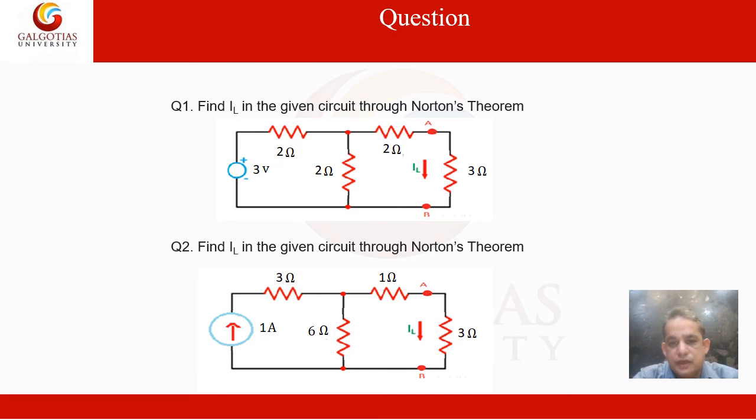Now I am giving 2 questions for practice. In this circuit, 3 ohm is the load resistance, to find the IL in the 3 ohm resistance. In the second circuit, also find the IL in the 3 ohm resistance. The difference is only that in question 1 we give a voltage source, and in the second question we give a current source.